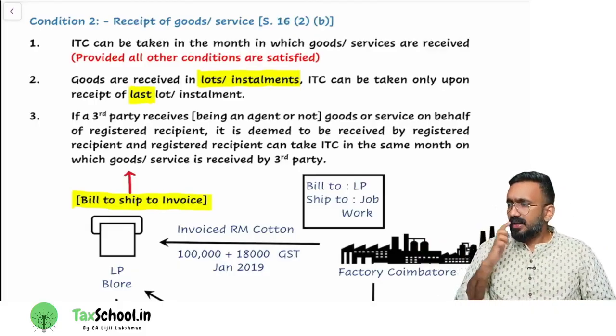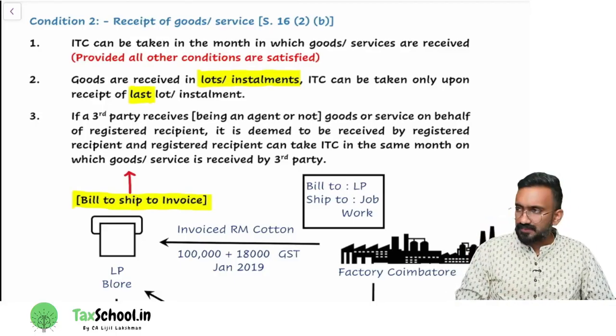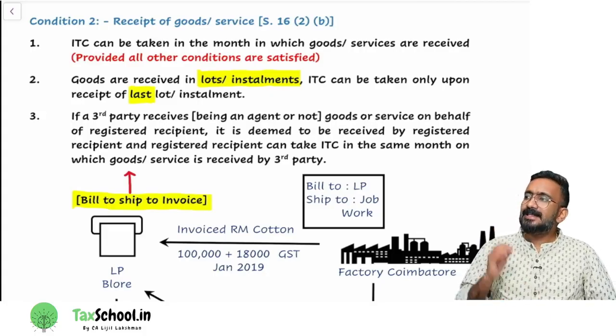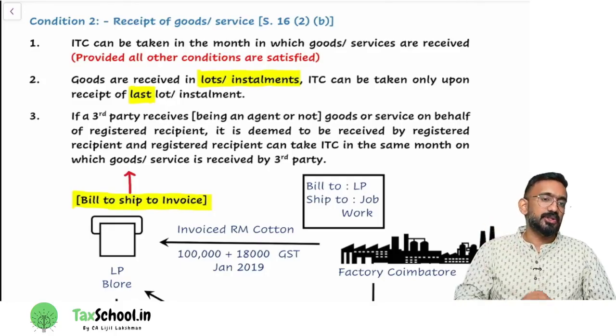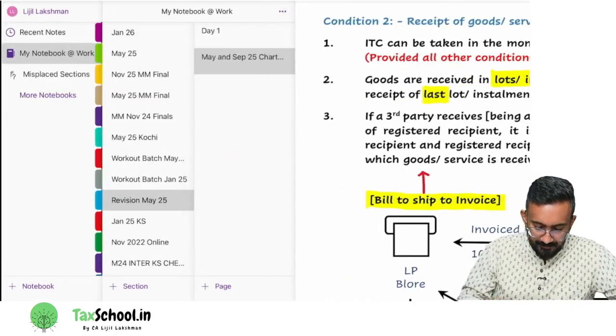Third one. Let's look at what this third one says. If a third party receives, being an agent or not, goods or services on behalf of a registered recipient, it is deemed to be received by the registered recipient, and the registered recipient can take ITC in the same month in which goods or services are received by the third party. What is the meaning of this? Let's look at the understanding of this.